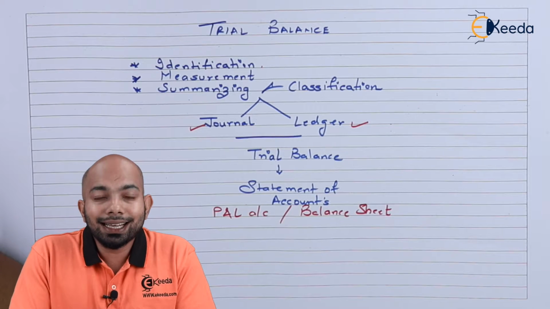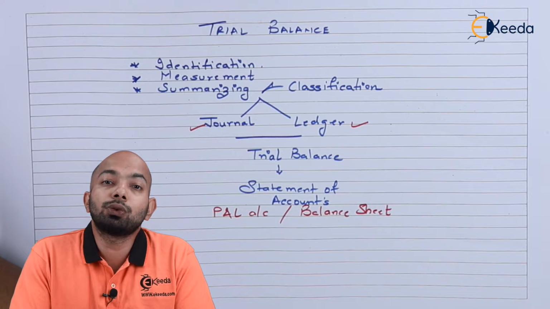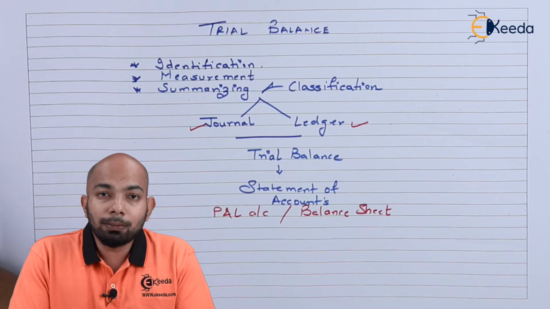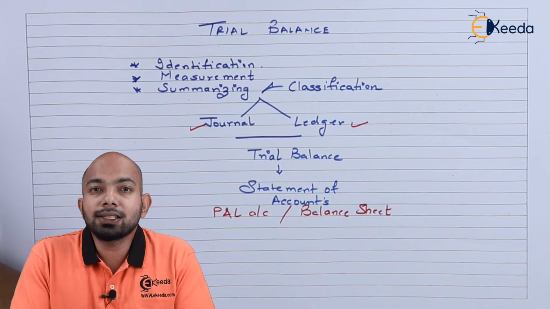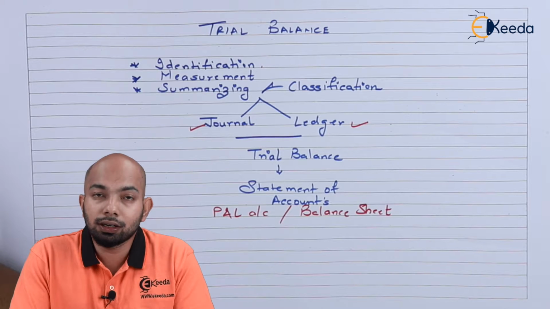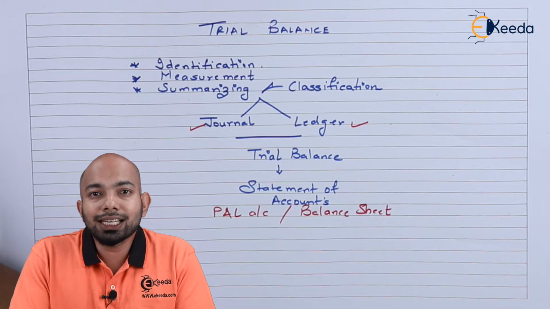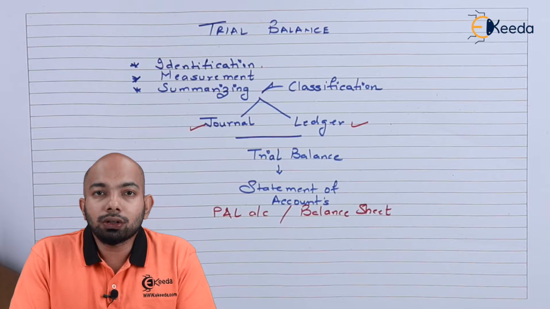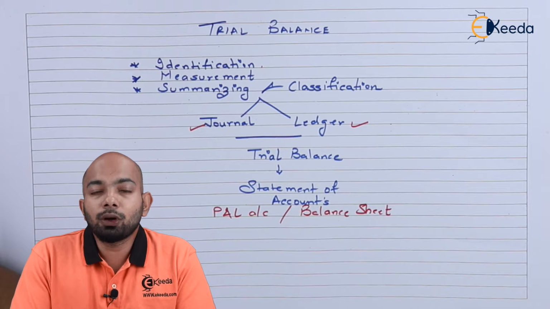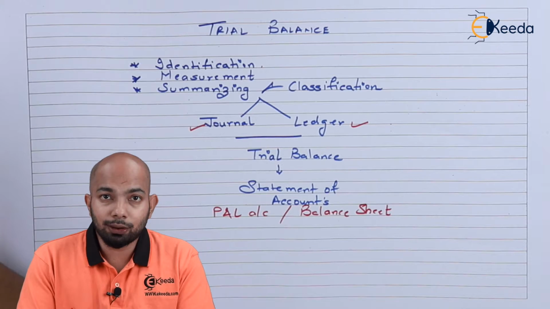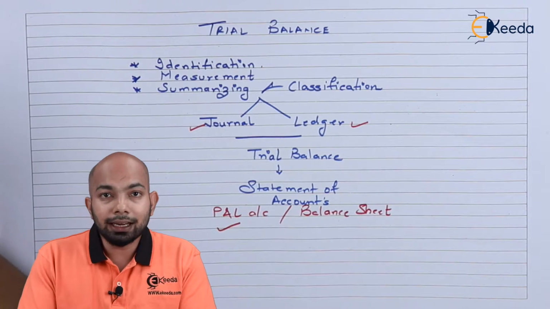So, trial balance is nothing but summarizing or classification of all the journal entries which have been posted into a ledger, and the balance which has been carried down from the ledger to the trial balance. So, trial balance is nothing but the balances of all the accounts which have been formed in the ledger, and the ledger creation has been done on the basis of the journal entries that we passed in the earlier process. Once the trial balance has been prepared, it gives the chartered accountant a base to prepare the statement of accounts. That means the profit and loss account and the balance sheet.